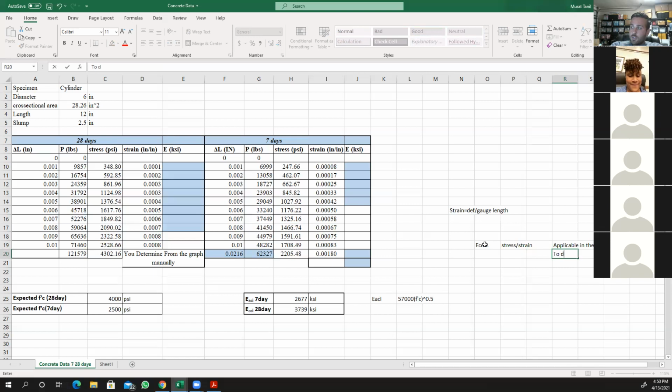And to determine the elastic region on the graph, you need to calculate f prime c over 2. So let's do the example with the number that we have. For 28 days, for example, f prime c is 4,302. Divide that number by 2.